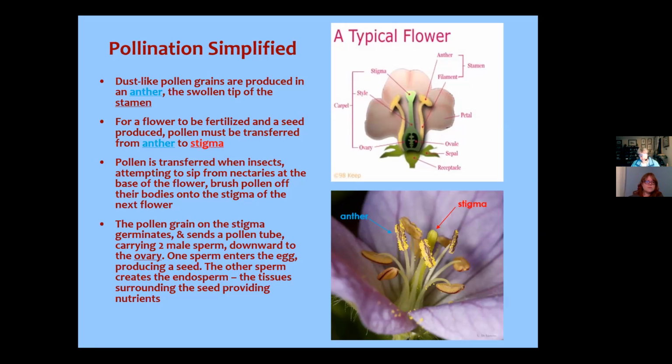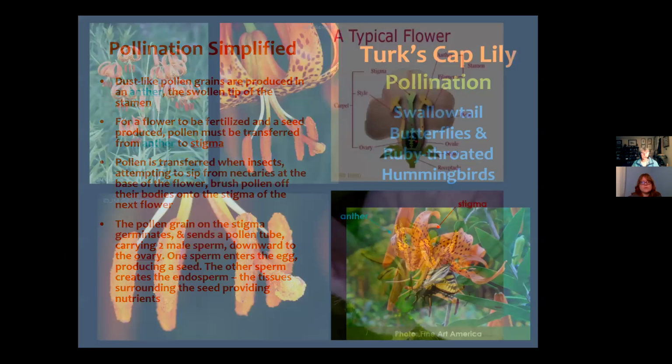And then when they go to the next flower, that pollen can be transferred to that stigma, which begins the process. The pollen grain on the stigma then germinates and sends a pollen tube carrying two male sperm downward to the ovary. You can see the ovary here in this upper picture. When one sperm enters the egg, which produces a seed, the other sperm creates the endosperm, which is the tissue that surrounds the seed and feeds it nutrients. So that's the quick and dirty of the process, and gives you an idea.